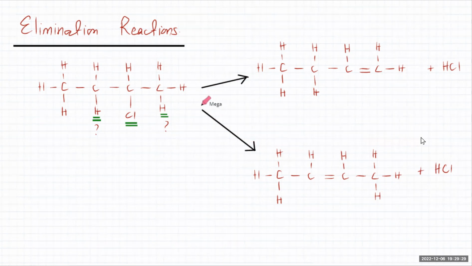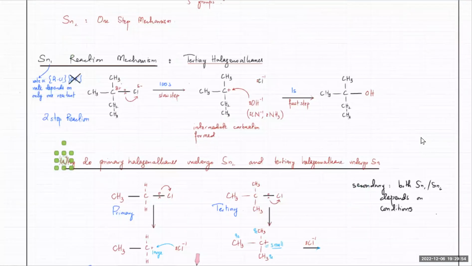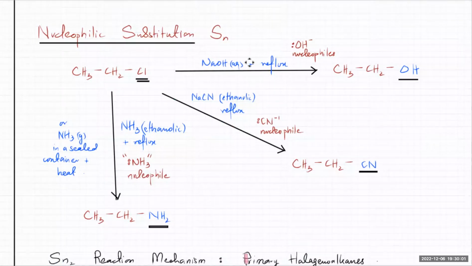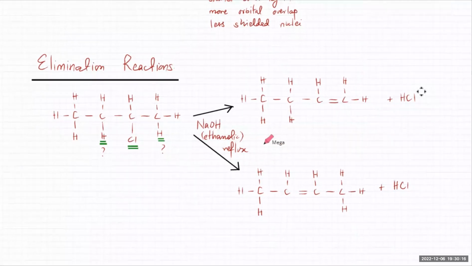Yes. And the conditions for this are NaOH, ethanolic, and reflux. That's the conditions required for elimination. Now there's a condition of nucleophilic substitution which is very similar. In nucleophilic substitution you use NaOH aqueous and reflux. In that case, substitution happens. The OH comes in and the Cl gets knocked out. So remember, NaOH aqueous and reflux is substitution. And NaOH ethanolic will give you elimination. Ethanolic means the solvent is ethanol.